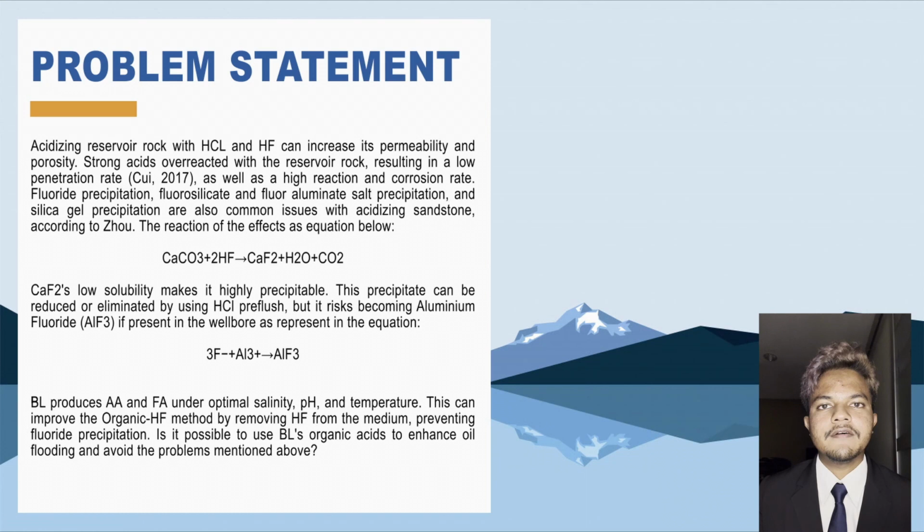The problem observed when using strong acid was precipitation. These strong acids overreact with the reservoir rock, causing fluoride silicate and fluoride aluminate precipitations. Calcium difluoride was one of the byproducts of this reaction, which has low solubility, making it highly precipitable. Acetic acid and formic acid were produced by Bacillus licheniformis under optimal salinity, pH and temperature. These organic acids could prevent the precipitation.